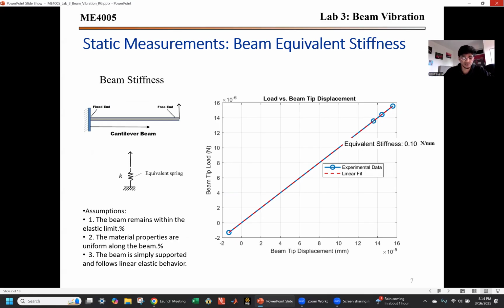The goal of this task was to analyze the static behavior of the beam by studying the relationship between the applied load and the tip displacement. The beam exhibits linear elastic behavior as shown by the linear relationship, and the stiffness was calculated by calculating the slope of the load versus the displacement.